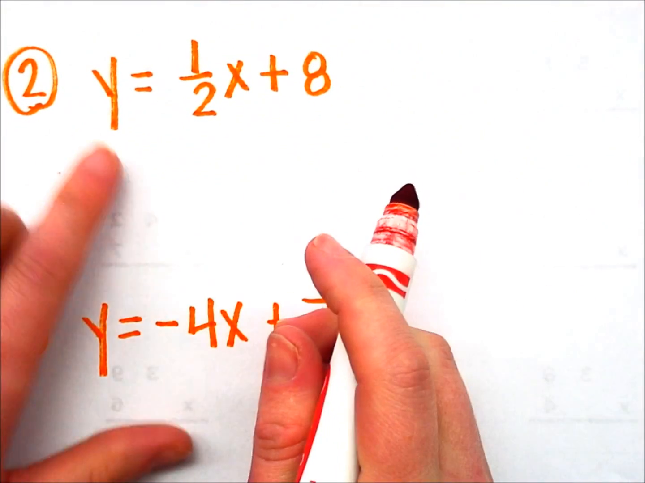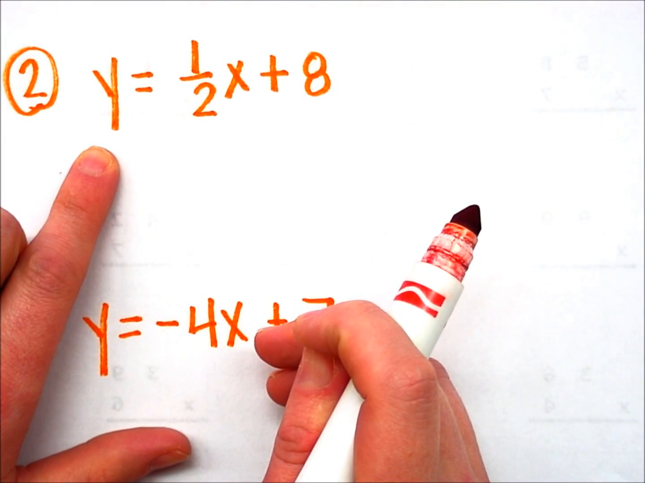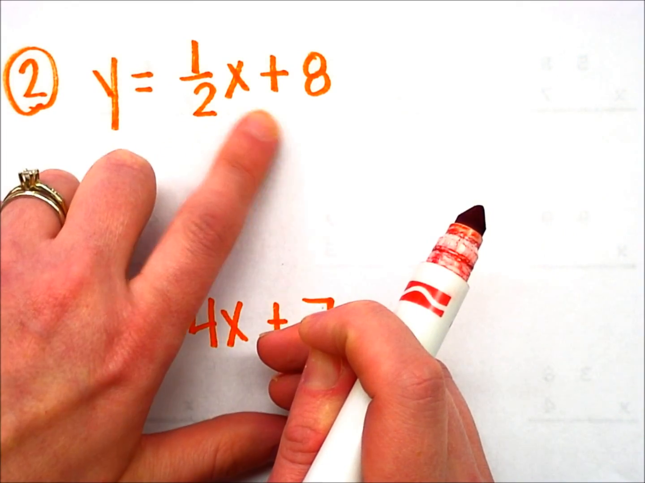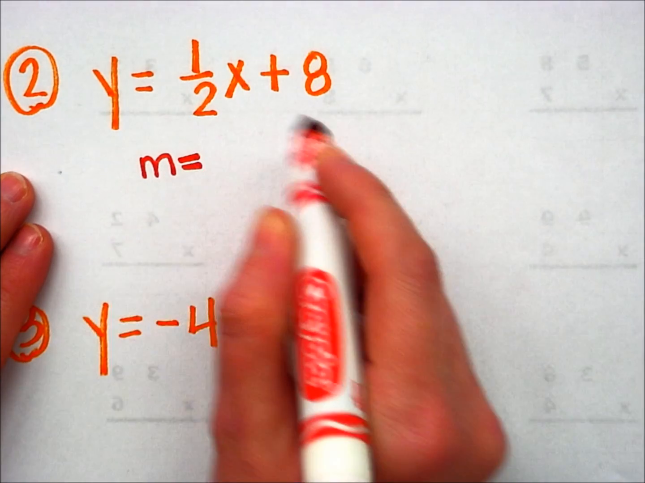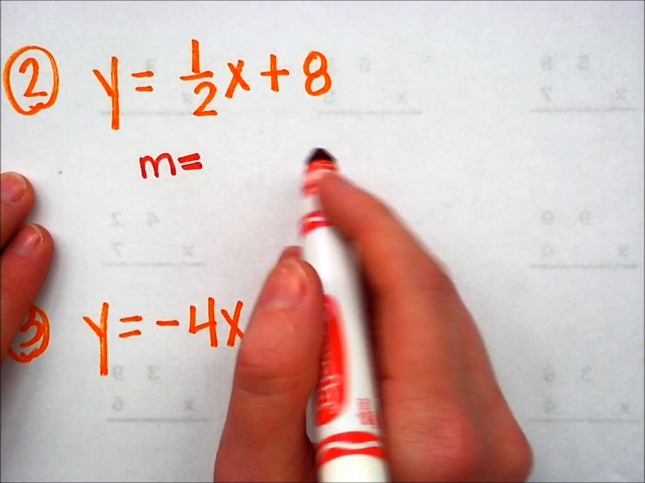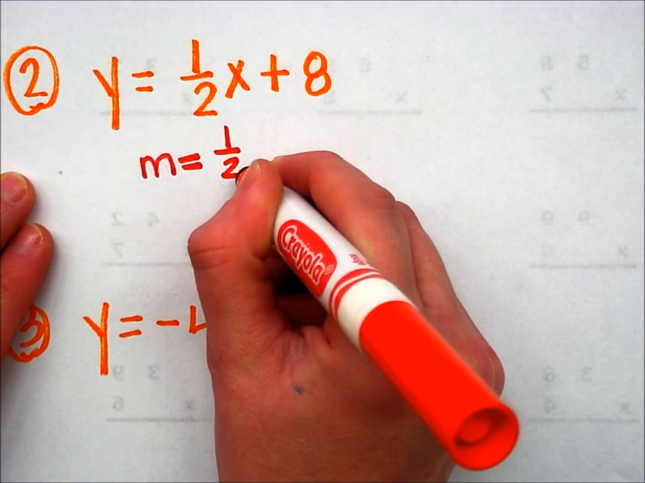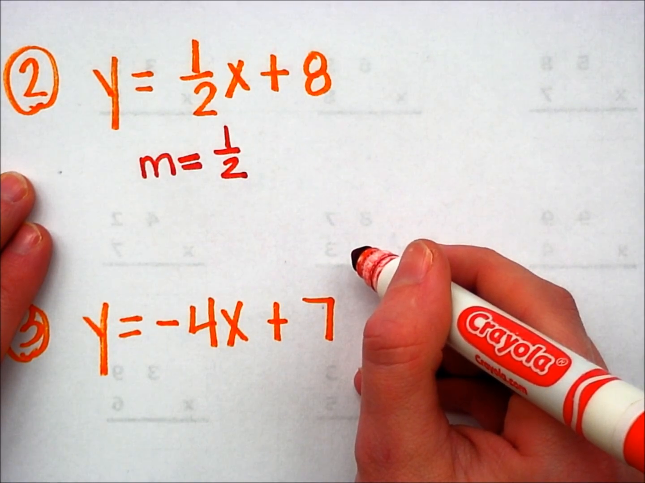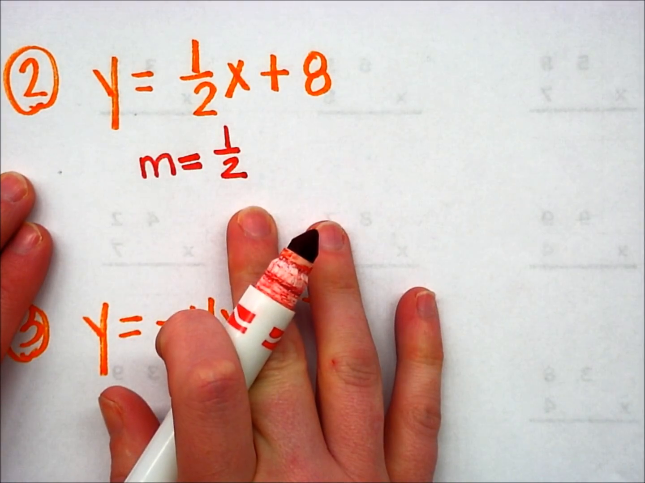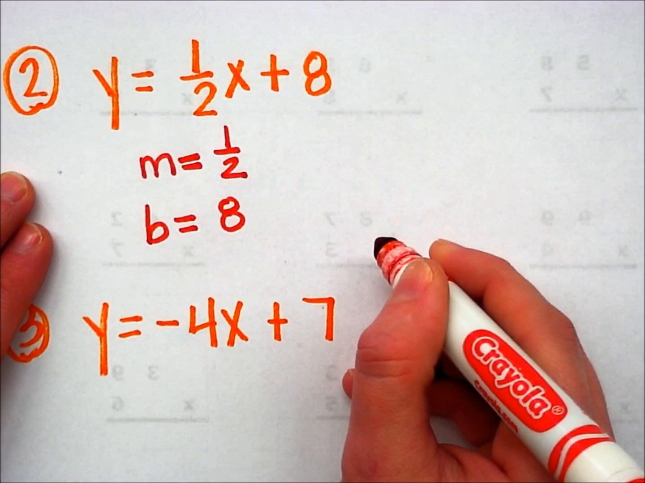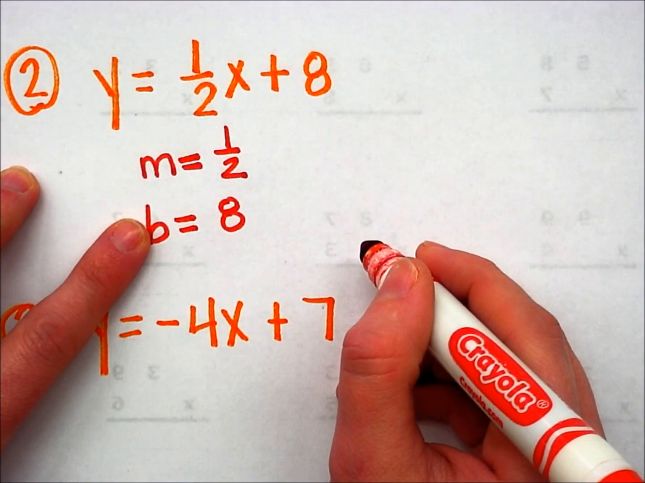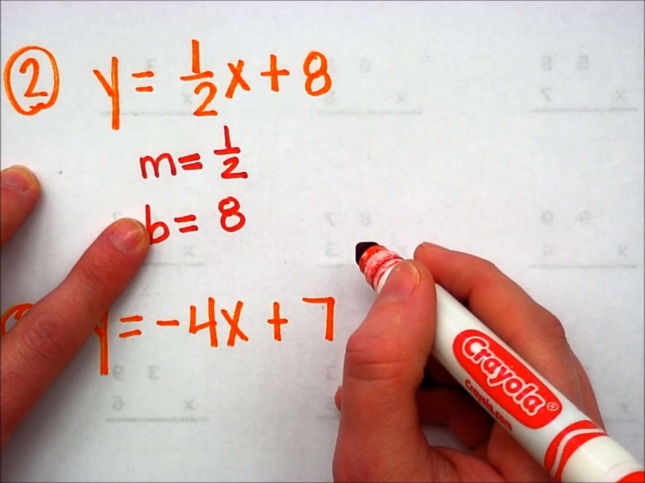For number 2, I have the equation y equals 1/2 x plus 8. In this equation, m is 1/2. Remember that m stands for the slope. The 1/2 is in place of m. In place of b is 8, or I could say instead of b, the y-intercept is 8.